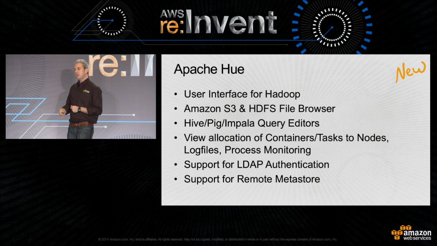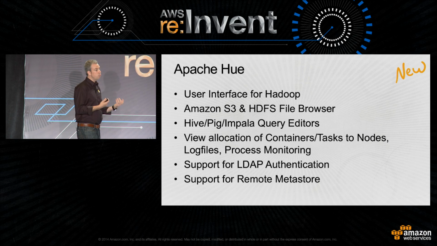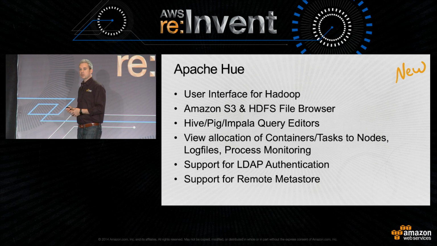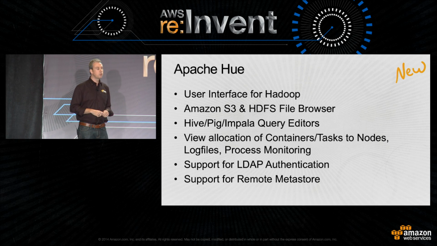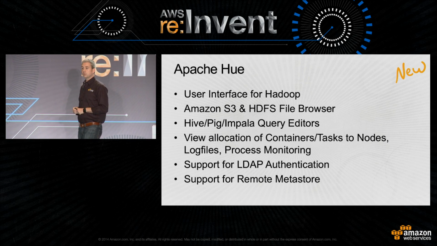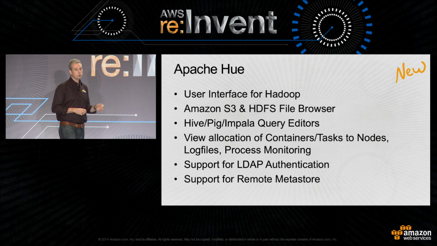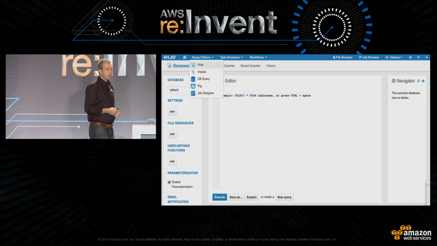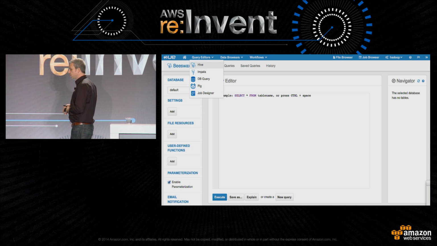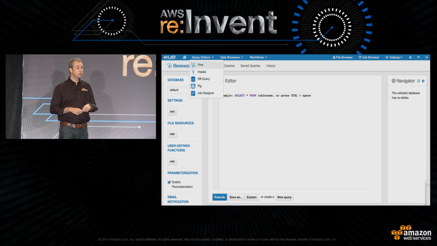We get Hive, Pig, and Impala query editors that do syntax checking, validation, and then when you run them, it does all of the process tracking and gives us access to the allocation of containers or tasks to individual nodes, and we can see a monitoring interface. It also has support for LDAP authentication, so your end users can be authenticated straight into Hue through Active Directory or Samba. That's a snapshot of what it looks like. It's a very nice tool, and will give you a much better experience for those customers that you want to expose your raw Hadoop processing to.